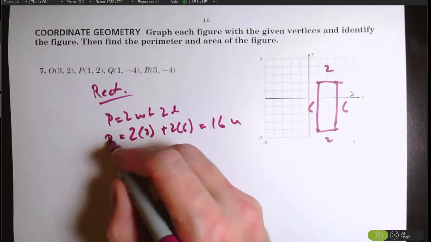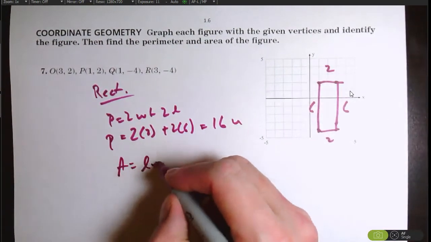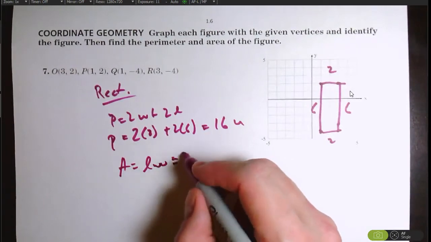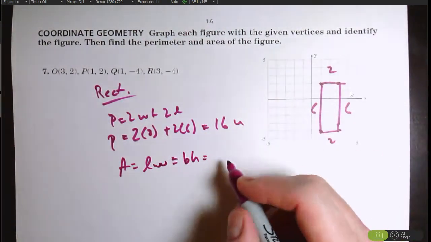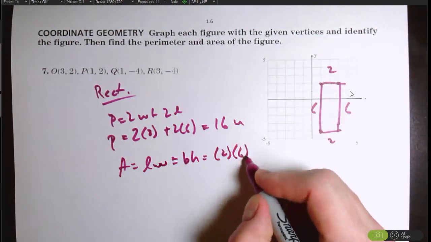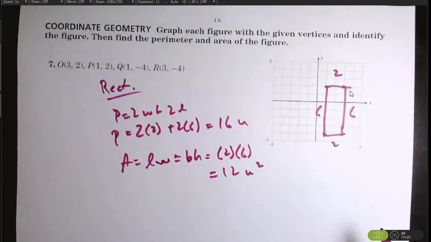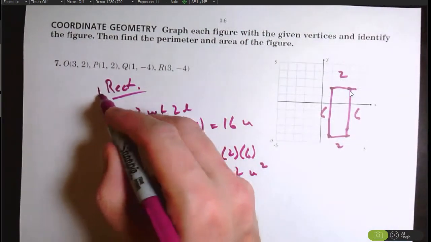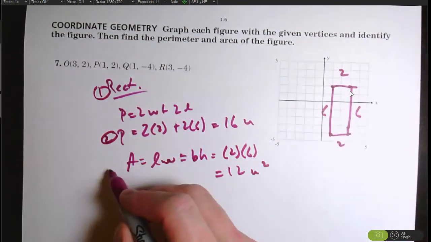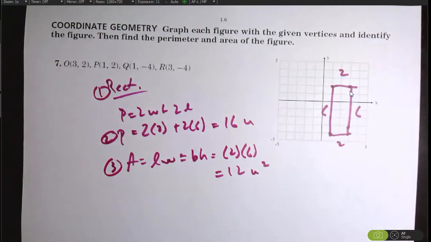And then the area is length times width, or base times height, however you want to say it, which is 2 times 6, which is 12 units squared. Okay. So don't forget to answer all 3 parts: what type of figure it is, what's the perimeter, what's the area.